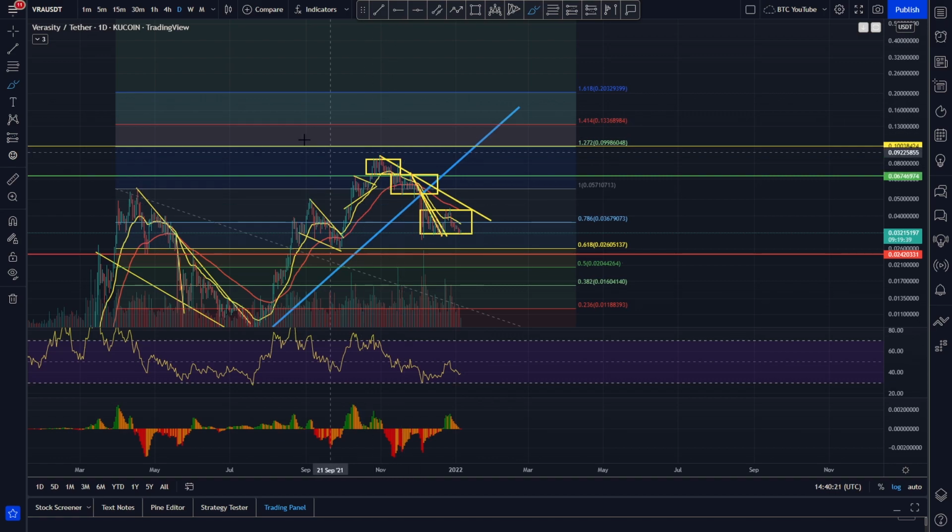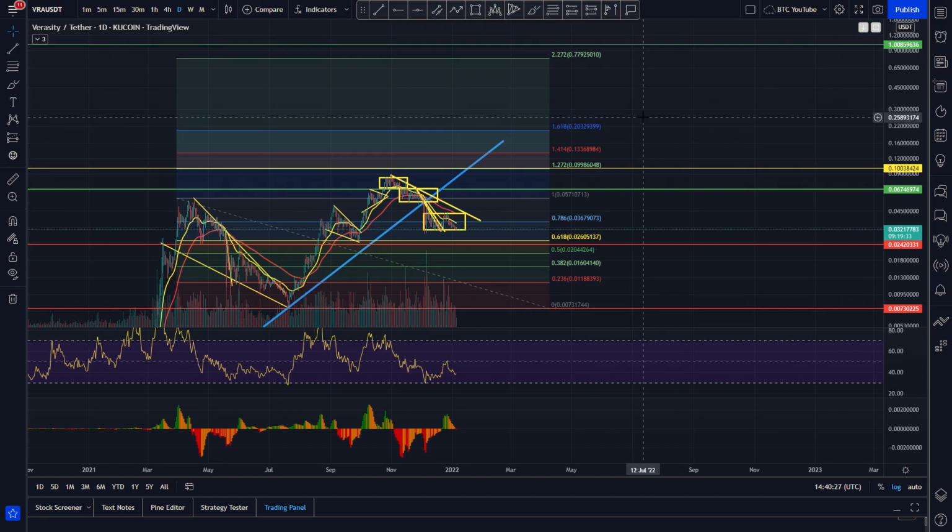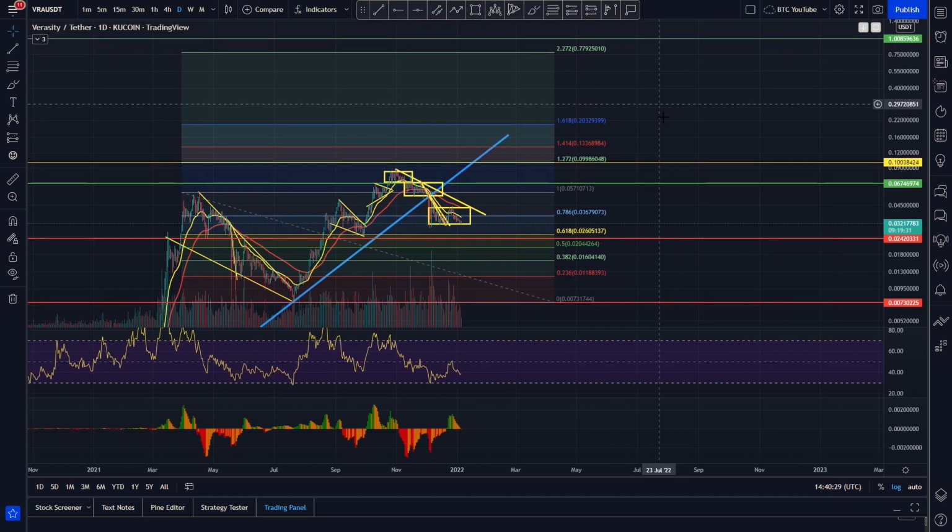So overall, we'd say Verasity, a really top quality project. 50 cents to $1 by the end of the bull run is what we've always said. We do really think that that's highly achievable. And this project is absolutely crazy. We've seen how it's run before, and if it does continue to run like that, we could be looking at some very nice price targets.